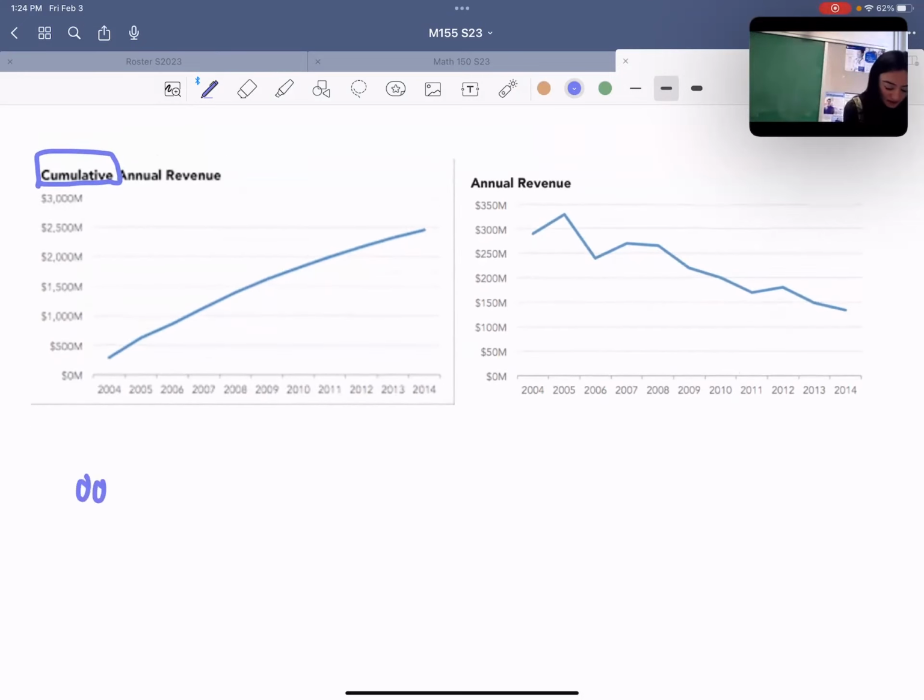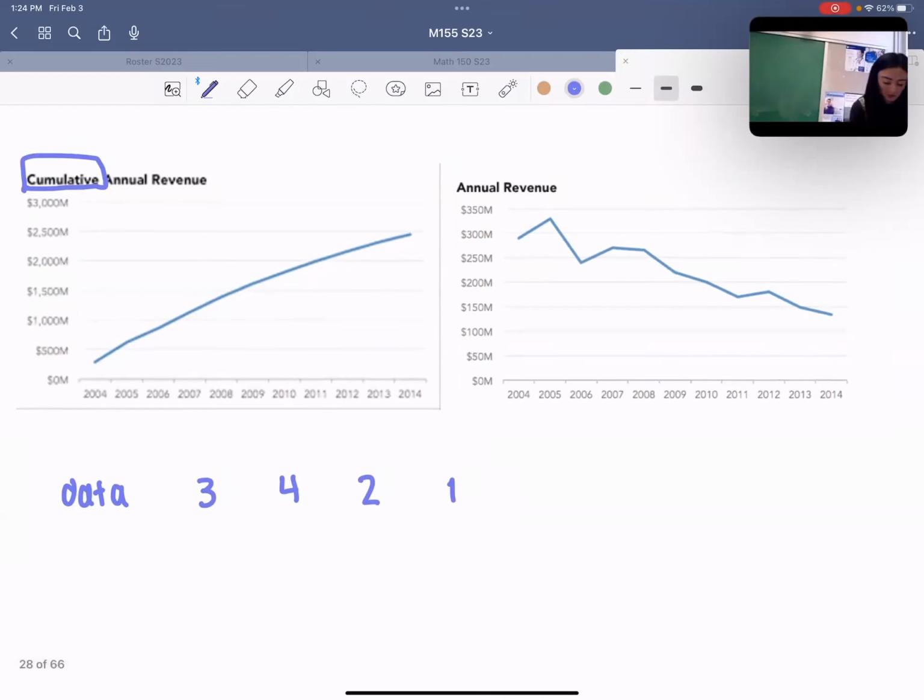Let's say we have data, and in January, I'm doing small numbers because I can't add very well. Let's say in January you made $3, and in February you made $4, in March you made $2, and in April you made $1. Okay, let me show you what the cumulative data would be. So cumulative data in January you would still have $3.